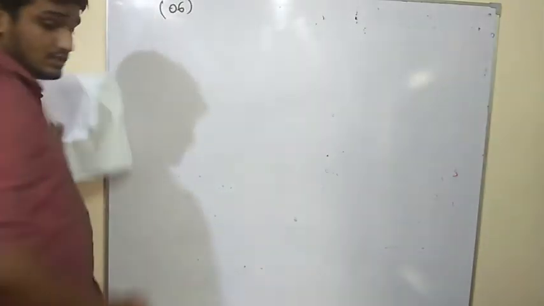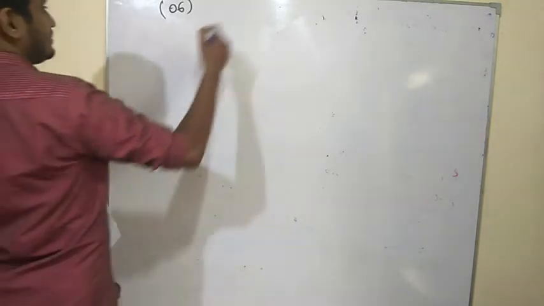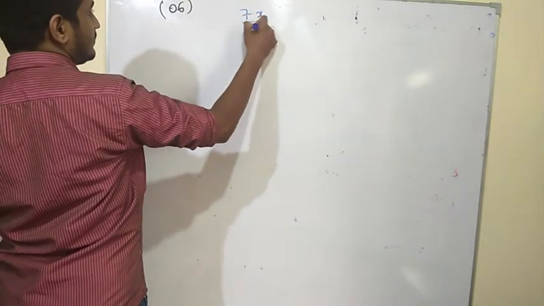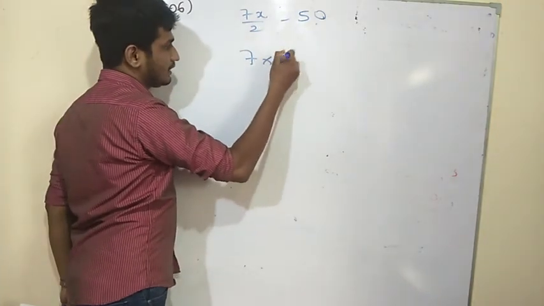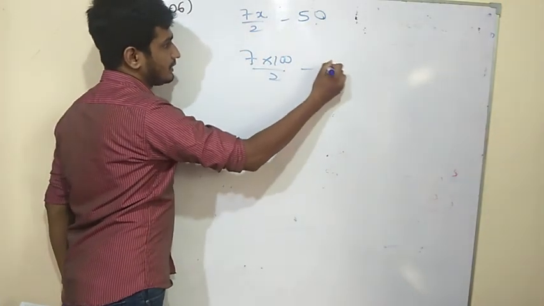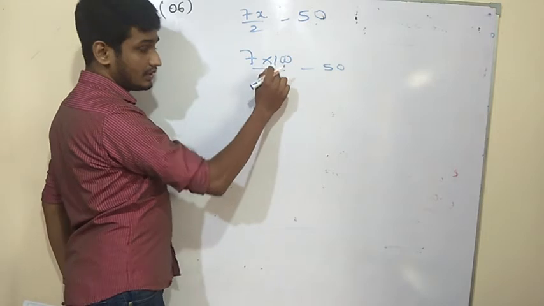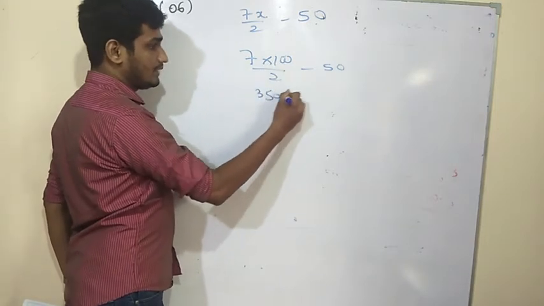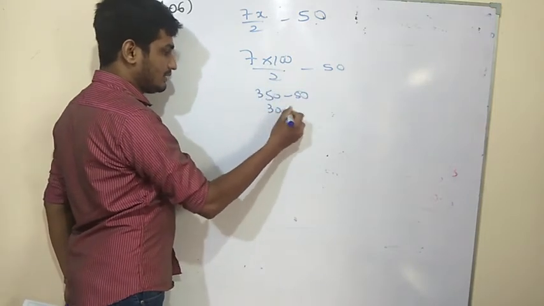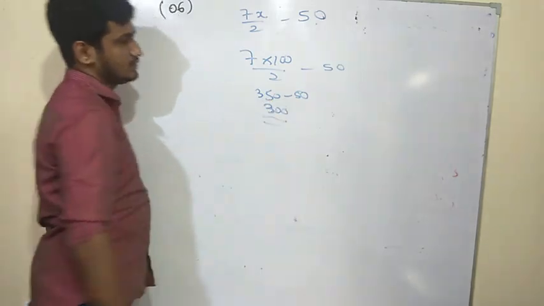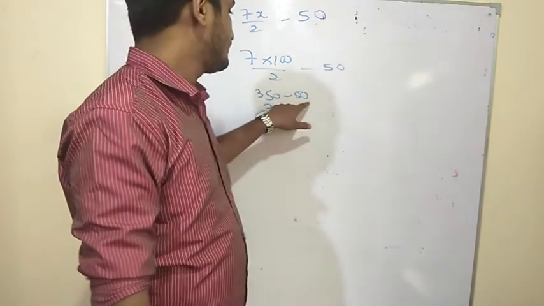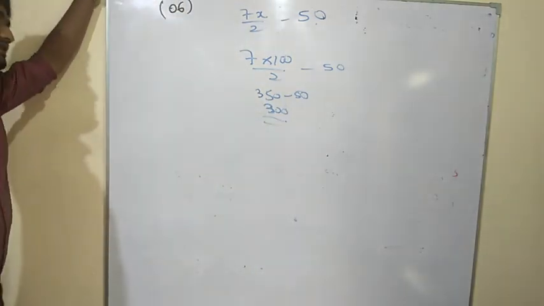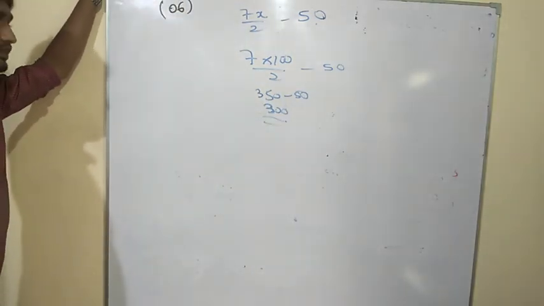We got the expression, so it is very easy. Substitution: 7x over 2 minus 50 is the amount given to the camp. Now x equals 100, so 7 into 100 divided by 2, minus 50. 7 into 100 is 700, divided by 2 is 350, minus 50 is 300. The final answer is 300.